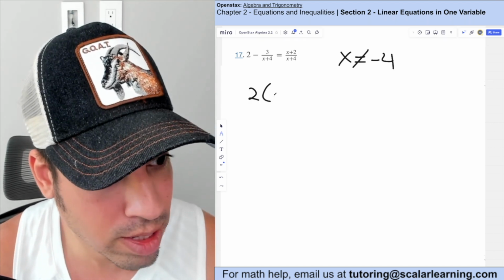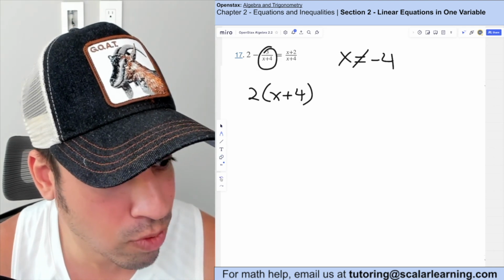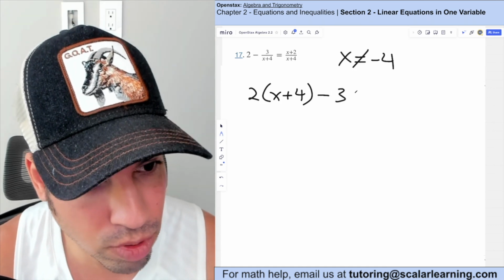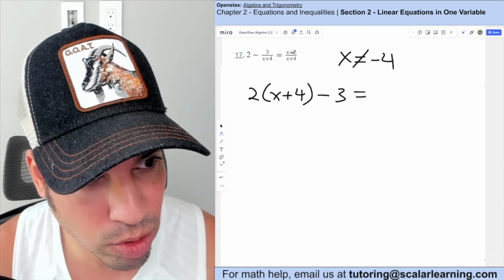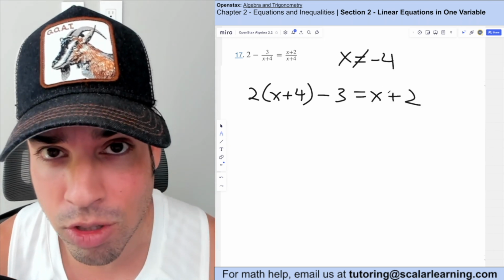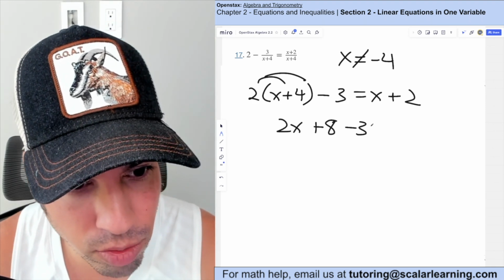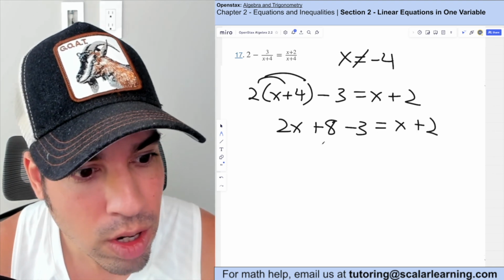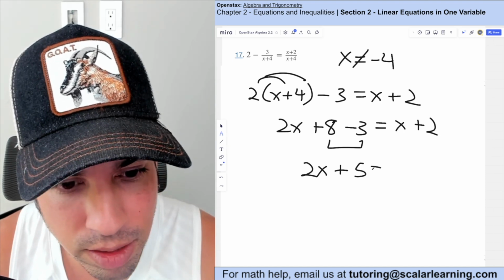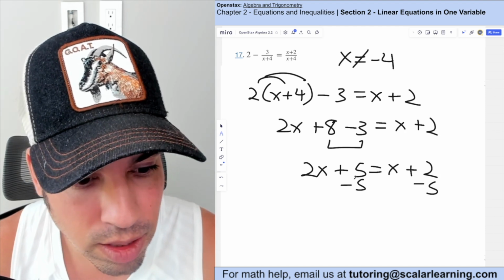So we're going to multiply that 2 times (x + 4). As I multiply this times (x + 4), you'll notice it will just cancel out with the denominator. So it's just going to be minus 3 equals, again, this times (x + 4), it's going to cancel out. So it's just going to be x plus 2. And now this is a lot easier to solve. Now I'm going to distribute the 2, and we get 2x plus 8 minus 3 equals x plus 2. Then I'm going to combine 8 and negative 3. That's going to give us a 5 like this. Then I'm going to subtract 5 from both sides, and that's going to get rid of that.